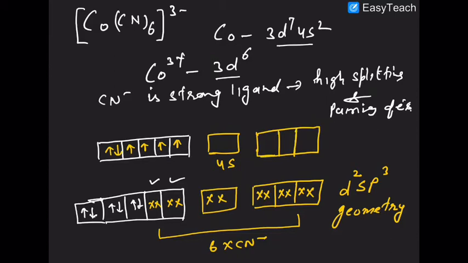You are able to form inner octahedral orbitals, and in that case all the electrons are paired up. And what happens? So it is diamagnetic in nature.